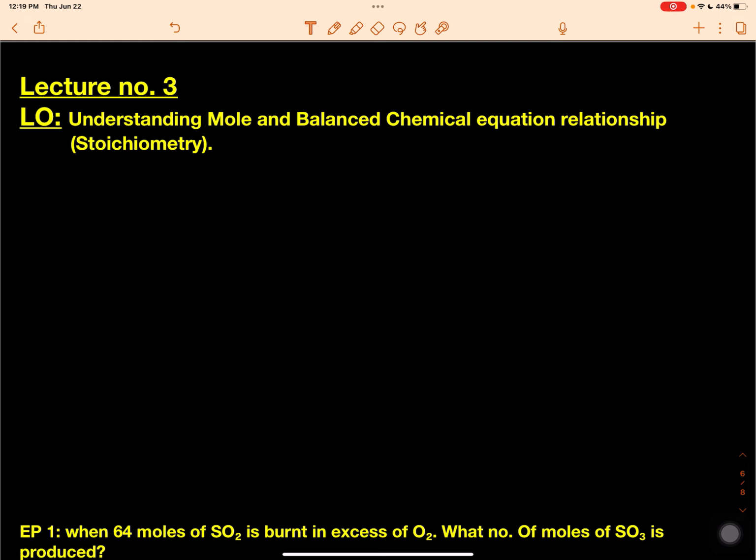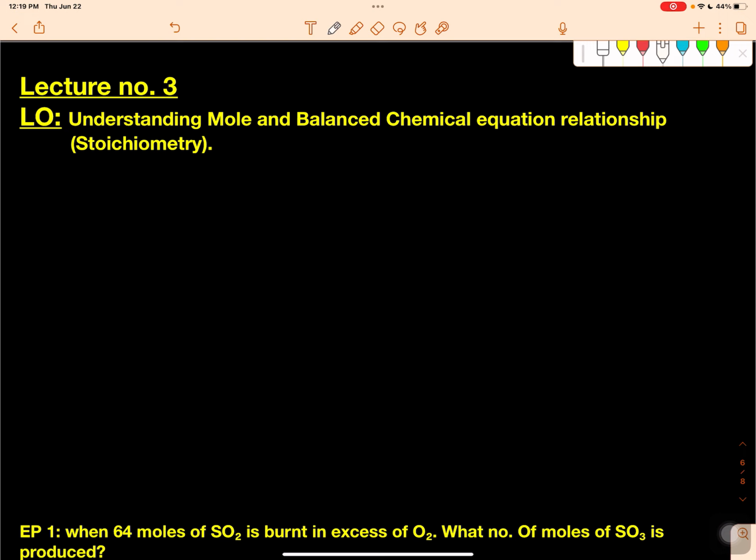The true essence of why we study balanced chemical equations, or stoichiometry, and the moles. What is the relationship of moles in the balanced chemical equation, what information does it give us, and how does this become handy in devising chemical reactions at the industrial level? So let's find out what the balanced chemical equation tells us.